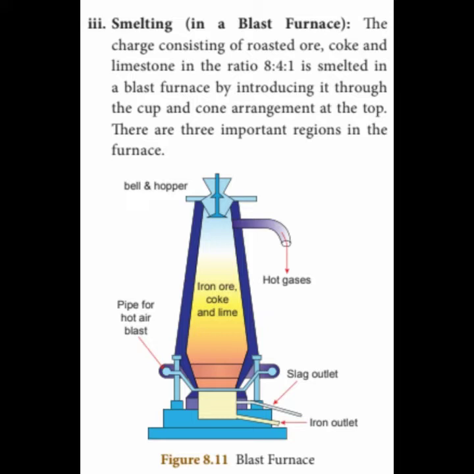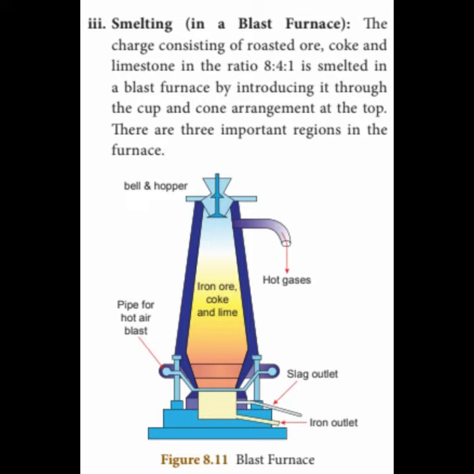The furnace is called a blast furnace, and the charge is introduced through the cup and cone arrangement. If you see the diagram, at the top there will be a cone shape. There are three important regions in the furnace. I am explaining about the blast furnace and the charge in this picture. The charge is a mixture of roasted ore, coke and limestone taken in the ratio 8 is to 4 is to 1, and the furnace is a blast furnace with a cup and cone arrangement at the top.